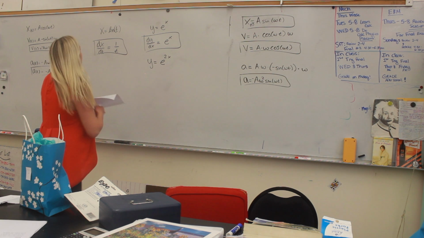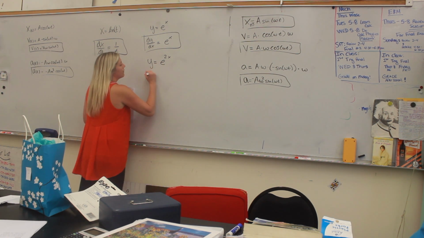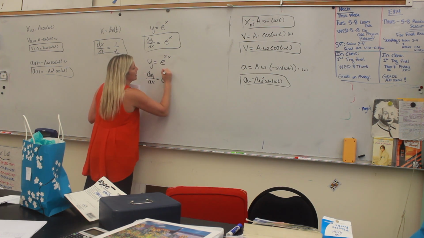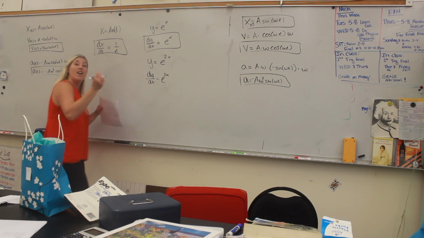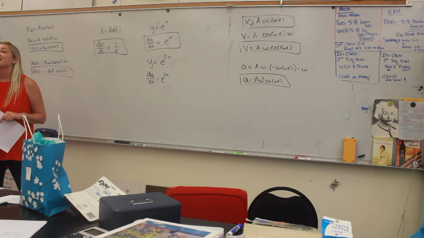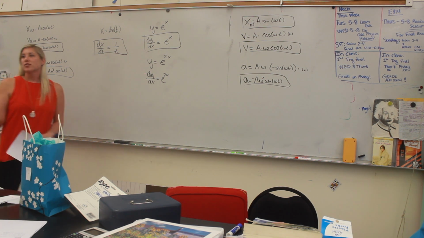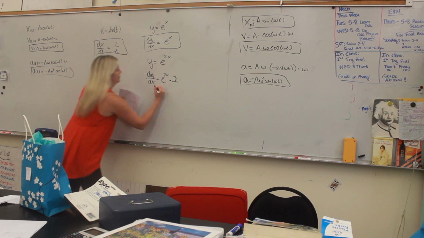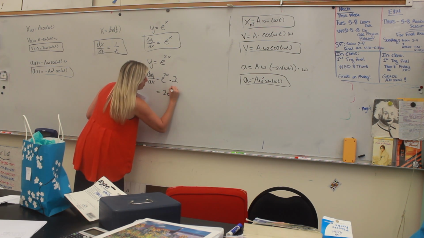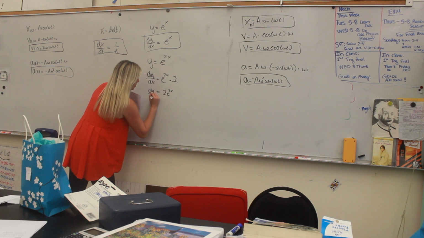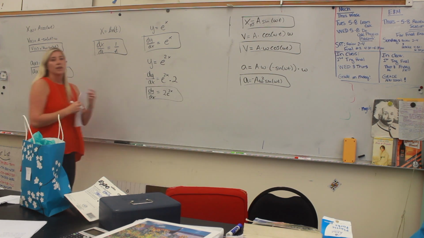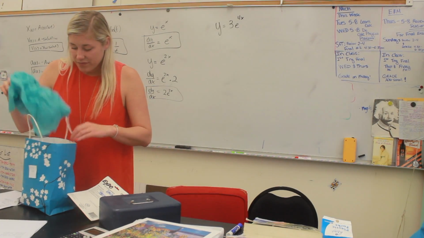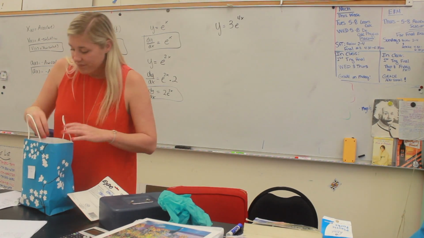Okay, so here, when I take this derivative, the e to the 2x is the same. But then I have to invoke the power rule and take the derivative of 2x. So it's the derivative of 2x, which is 2. So the derivative of e to the x is just e to the x. It doesn't change.